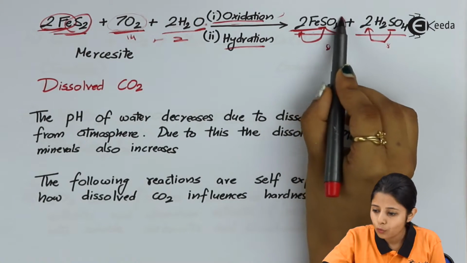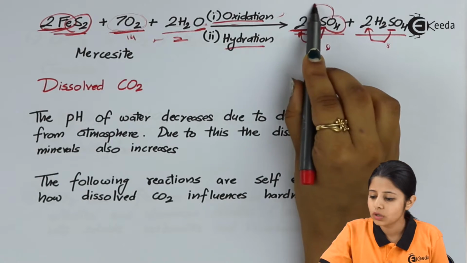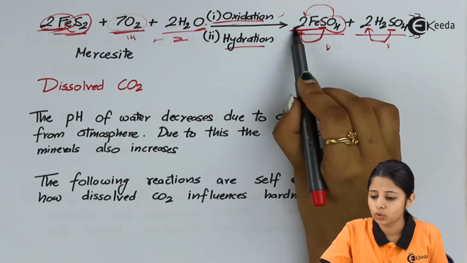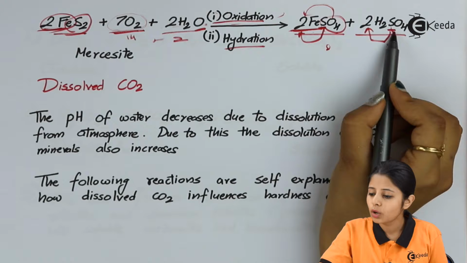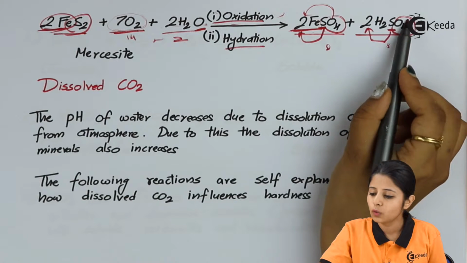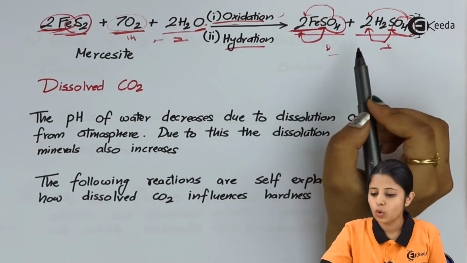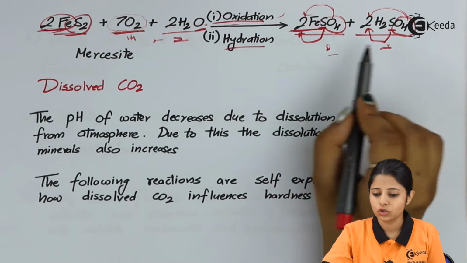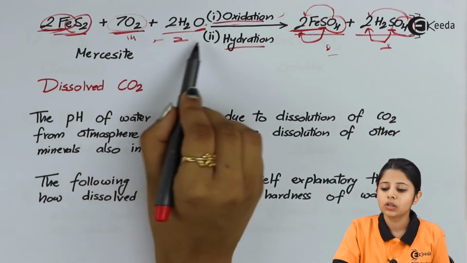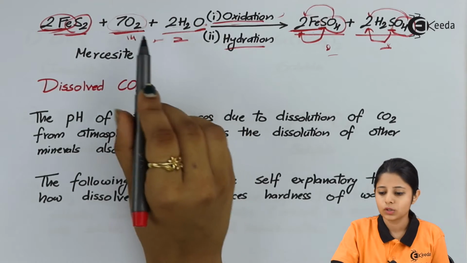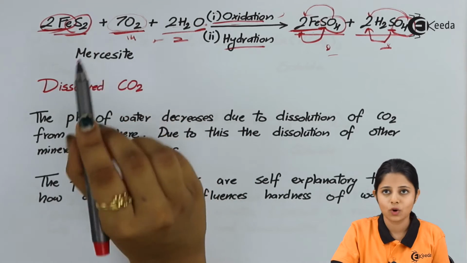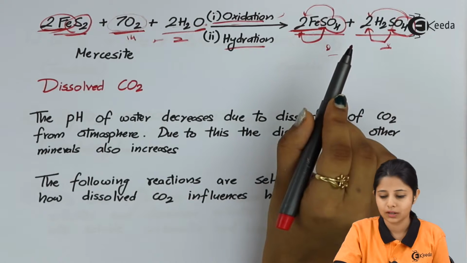That means this O4, this entire O4 is twice. That means 4 into 2, that is 8. Over here also I have O4, and this entire O4 is twice. Again this will be 4 into 2, 8. So overall totally I have 8 oxygens over here, and overall totally also I have 8 oxygens over here. So the number of oxygens are also balanced on my reactant side and the product side.